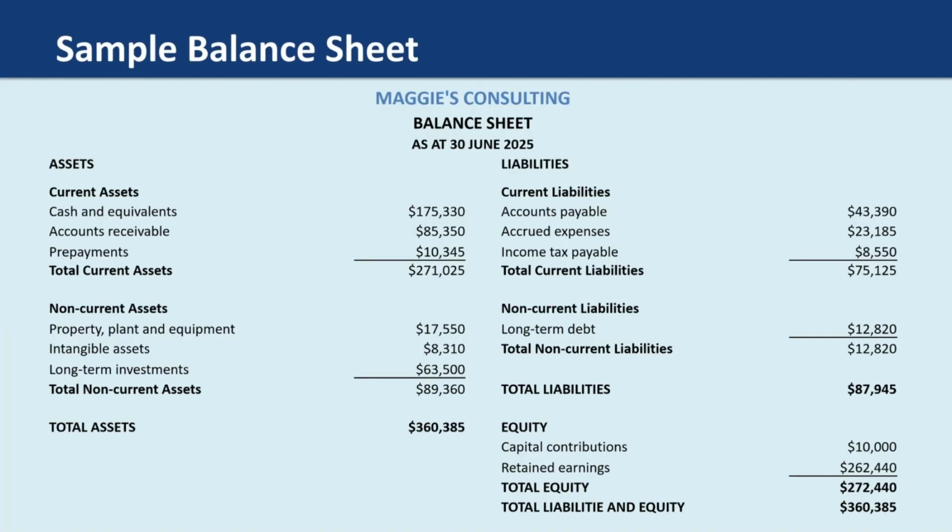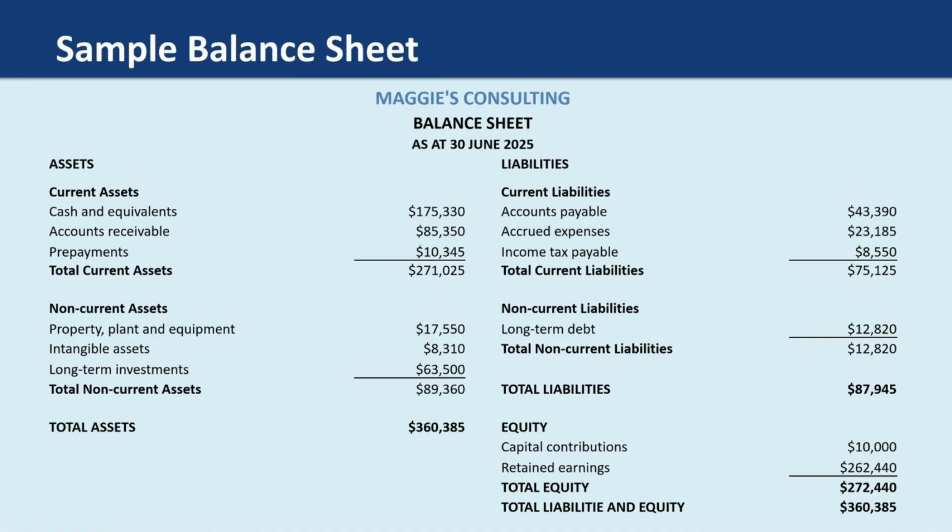Here is a sample balance sheet. In the header, we have the business name, the name of the financial statement, and the point in time we are looking at. In this example, the name of the business is Maggie's Consulting, and this balance sheet is as at 30th of June 2025.